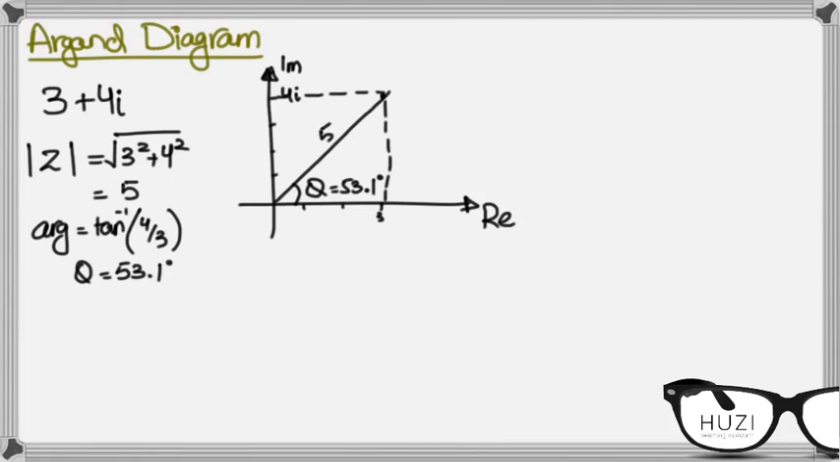Then let's talk about the principal argument. The principal argument always lies between minus 180 to 180 in degrees, and from minus pi to pi in radians. This was where both the imaginary and real parts were positive. Let's say we had minus 3 plus 4i. This will be in the second quadrant.